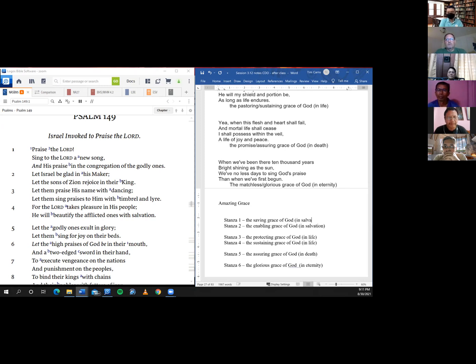So here, these 6 stanzas each represent a specific unit of thought, all centered around this theme of God's amazing grace: his grace in salvation, his grace in life and death and in eternity. And we could almost put these last 2 stanzas together as well, right? They're connected. You see the structure here of this song?